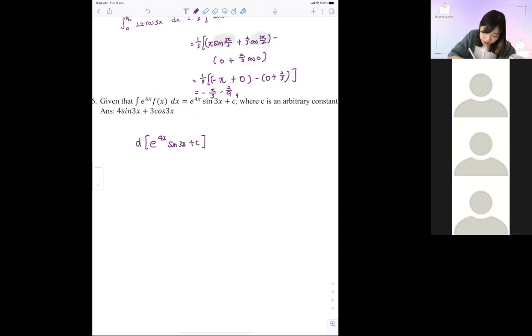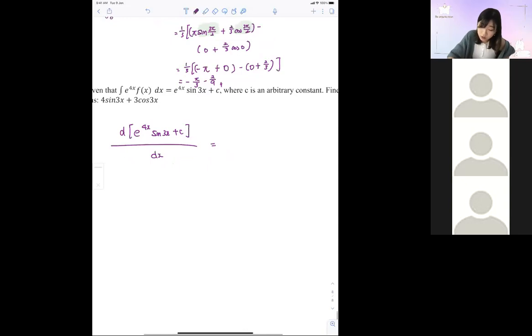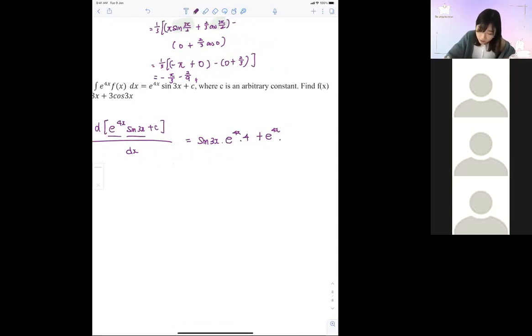Okay, don't worry about the C because you can never integrate a constant. You can never differentiate a constant, right? So this is product rule. Copy the back, differentiate the front, plus copy the front, differentiate the back. Differentiate of sine is cosine 3x times 3. Trigo always put right at the back.